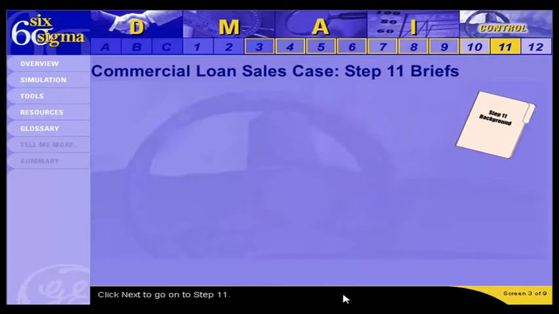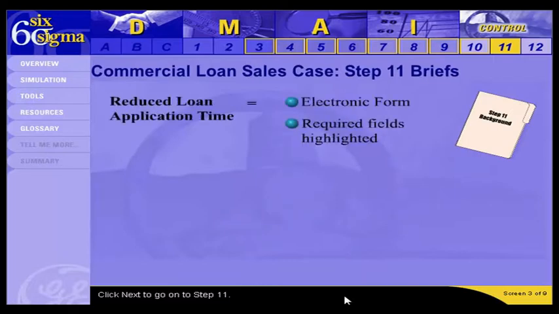All previous steps have led us to believe that using a new electronic form and highlighting the required fields will improve the loan application process in the commercial loan sales office. But remember that reaching Six Sigma requires in-depth statistical analysis. Based on the Six Sigma process, you believe that those improvements will have a beneficial impact on your Project Y of reducing loan application processing time, but have you statistically confirmed that it does?